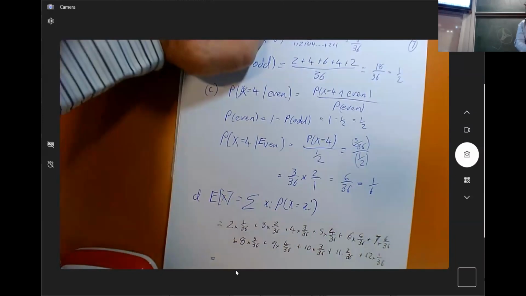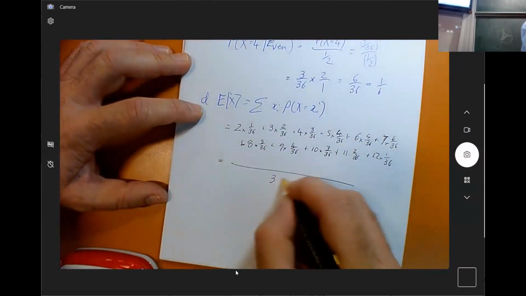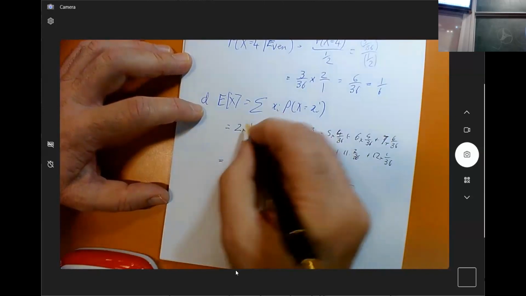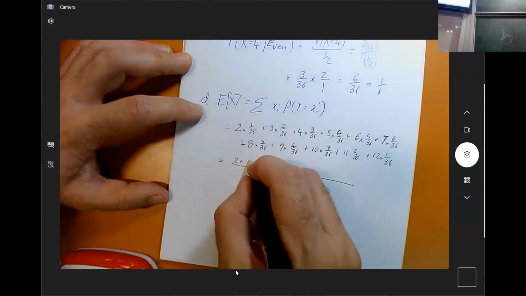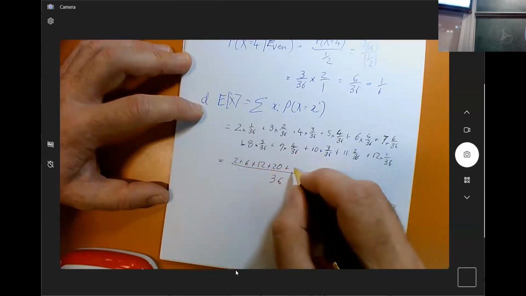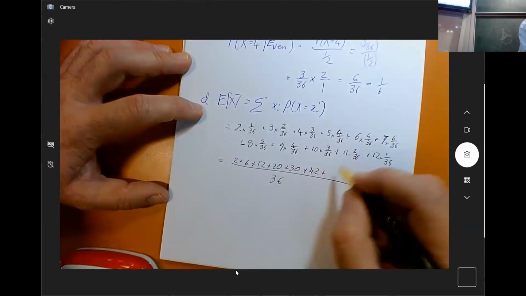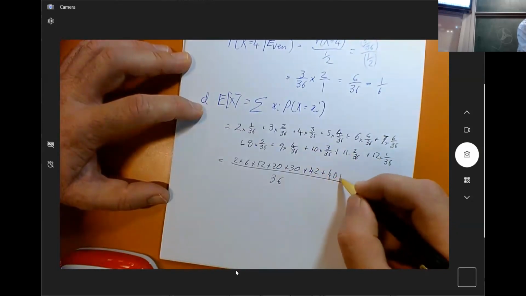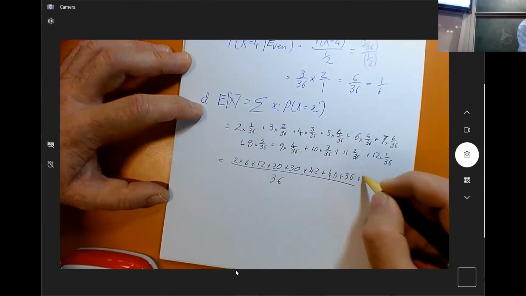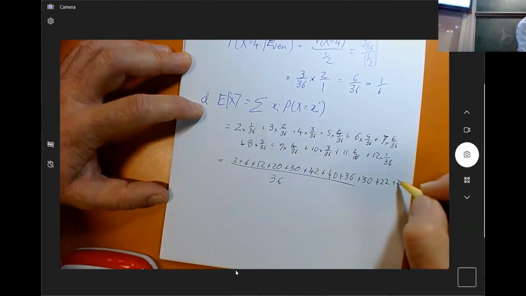And so we've got all that there. Let's push the page up. That denominator is going to be 36. And so this is going to get me 2 plus 6 plus 12 plus 20 plus 30 plus 42 plus 40 plus 36 plus 30 plus 22 plus 12.